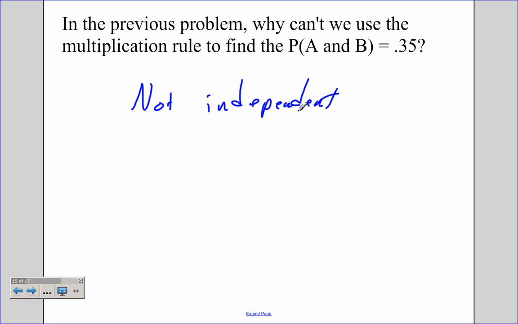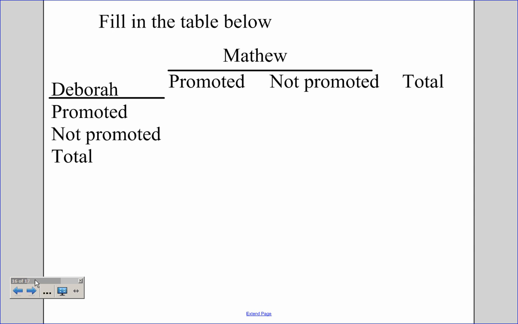All right. Now, they're not independent because if they're both going for the same promotion, if she gets the promotion, that lowers his probability of getting the promotion. And likewise, when he gets the promotion, that lowers her probability. So one event changes the probability of the other event occurring.